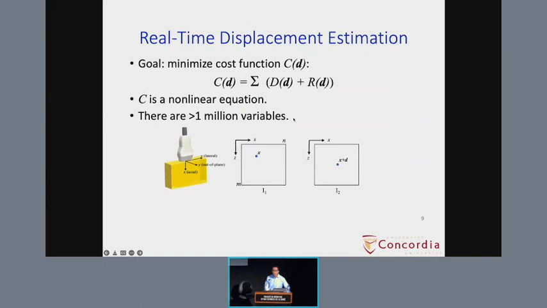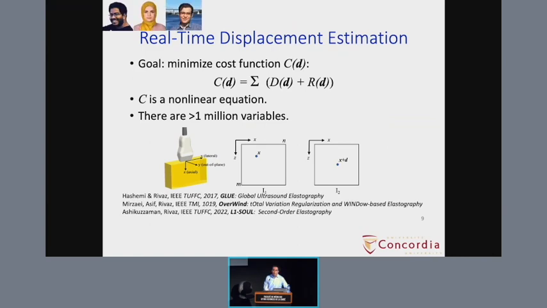So what we do to solve this problem is we formulate it as an optimization problem where we have data fidelity and regularization terms. This is a very complex cost function. It's highly nonlinear, and it has many variables. It has a couple of million variables. So in my lab, we have developed very efficient optimization techniques to basically solve this optimization problem. And these codes are available online.